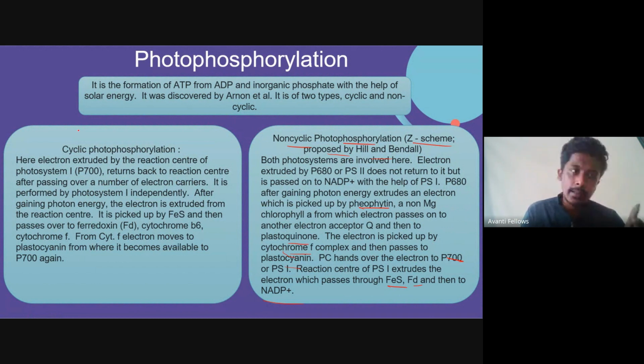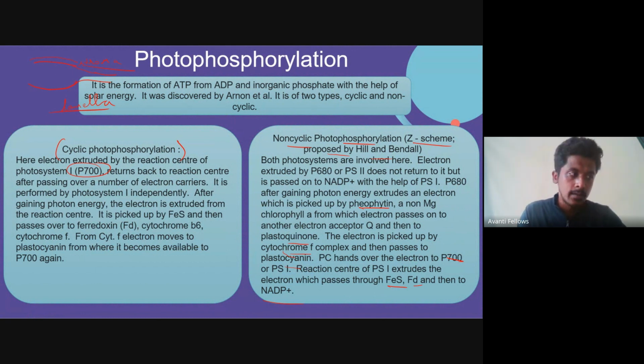Now coming to cyclic photophosphorylation, where does it happen? If you look at the thylakoid, we have the membranes of the thylakoid, and then we have an extension of the thylakoid which we call the stroma lamella. In the stroma lamella, we have only one photosystem, that is photosystem 1. There is no photosystem 2. So the movement of electrons from photosystem 2 to photosystem 1, as in non-cyclic photophosphorylation, doesn't happen in cyclic photophosphorylation.